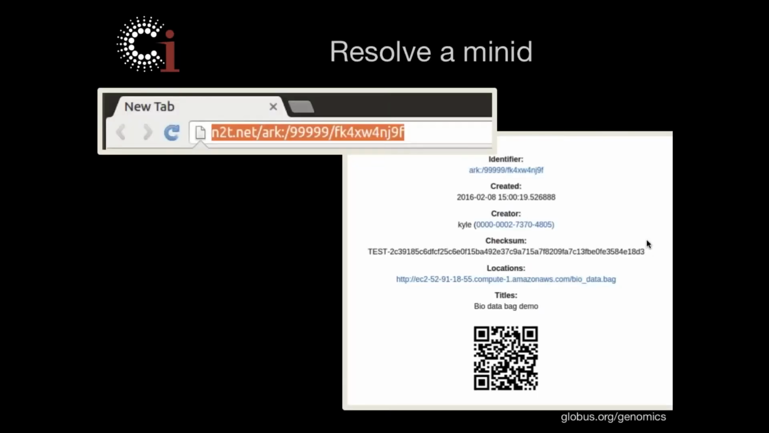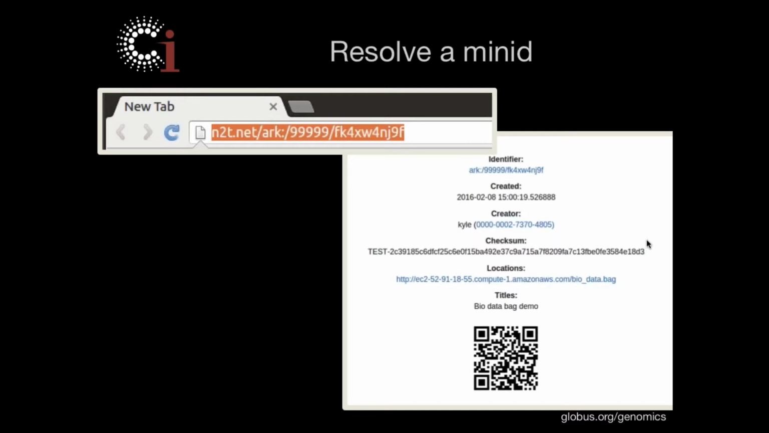And the min IDs are essentially resolvable. As you can see, you can go to your browser and put the identifier there. It will tell you who created it, when they created it, where you can access it, and what is the sort of data that is available in this bag.